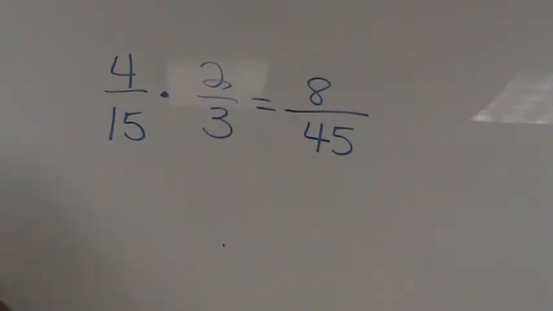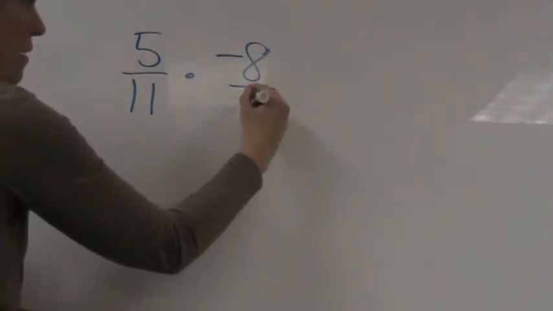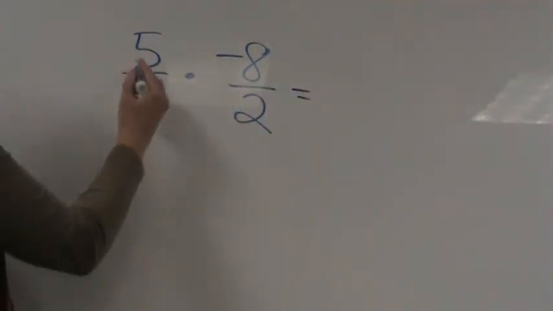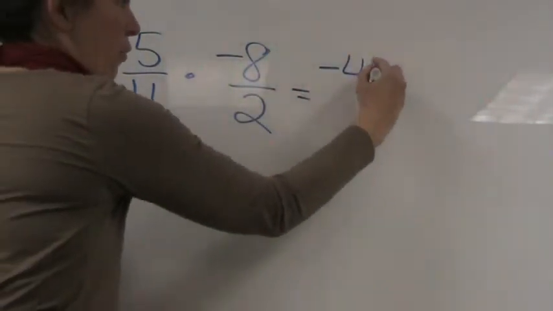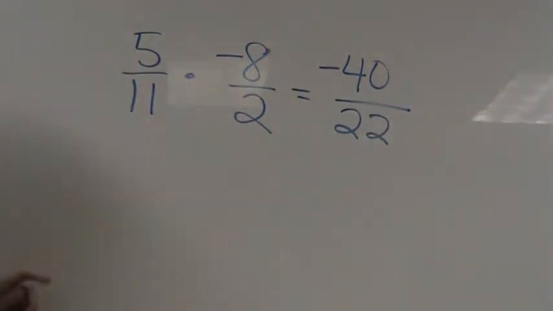I can also do this when I am multiplying using a negative fraction. So if I have the fraction 5/11 times negative 8 halves, and multiply everything on the top together. So 5 times negative 8 is negative 40. 11 times 2 on the bottom gives me 22. So I have negative 40/22 as my new fraction, as my answer for this multiplication problem.